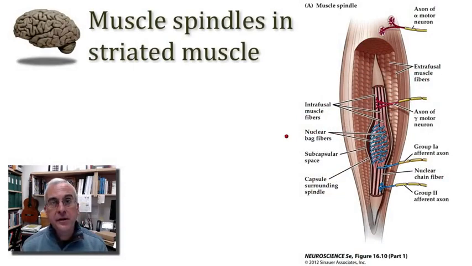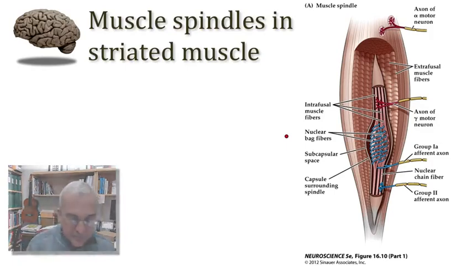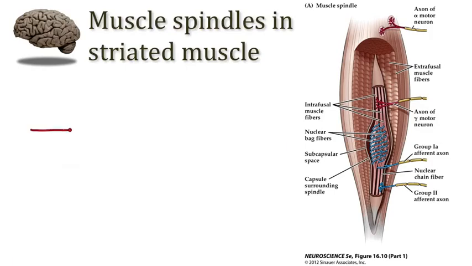So in addition to being morphologically distinct, there are differences between our nuclear bag fibers and our nuclear chain fibers with respect to their sensitivity to stretch and how they contribute to the capacity of this spindle to monitor the length of the muscle. Imagine, for example, that we are applying a stretch to this muscle. So we're going from, let's say, length 1 to length 2. And we do so over a relatively short period of time.